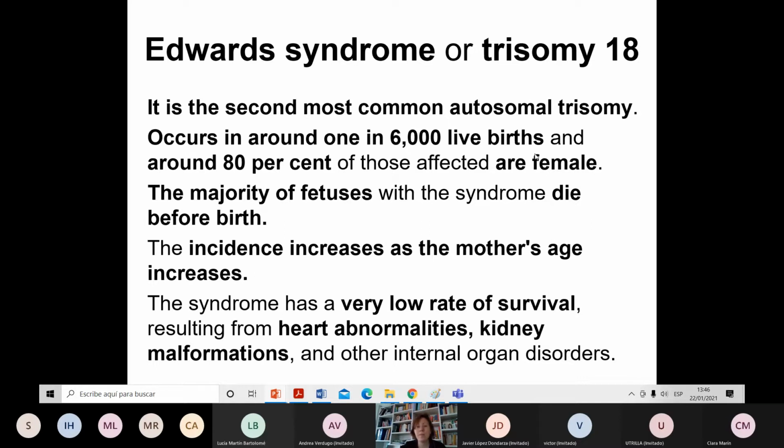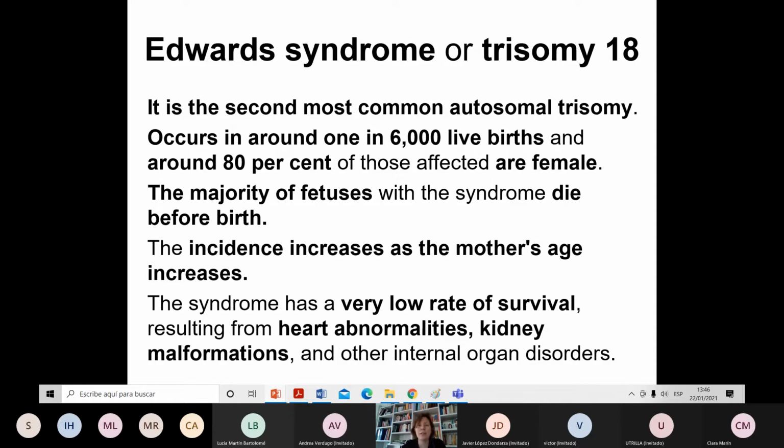80% of them, most of them, are female. We don't know why, but that is the statistic. It could be because females survive longer. Sometimes it's just because male fetuses die within the womb, but we don't know. In fact, most of the fetuses die before birth. Again, the incidence, and that's very important, increases as the mother's age increases. When you are more than 40, you are more likely to have a baby with any of these syndromes.